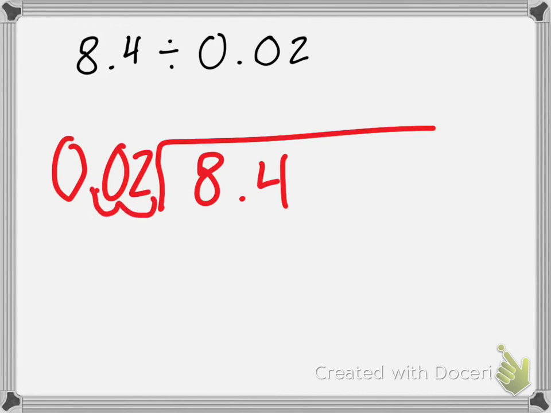So I move it over twice. I'm actually going to use black just to make it clearer. 1, 2. So I do the exact same to my division. I go 1, 2. Marjorie, when there's no number, what is the number? Perfect. It's 0. Now all I'm trying to do is find out how many times 2 goes into 840.